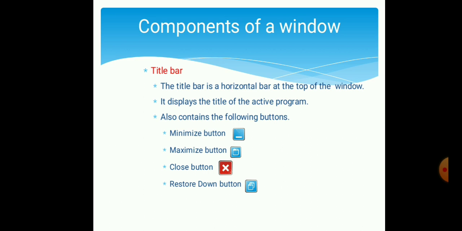In the title bar, we can see the name of the document, quick access toolbar on the left hand side, and minimize, maximize, close buttons on the right hand side. It displays the title of the active program. In Paint itself you can open 2 or 3 Paint programs, but it will display whichever is active, that window's name will be displayed. Which Paint program is used now, that name of the file is displayed on the title bar.